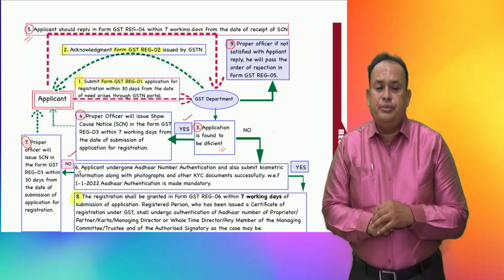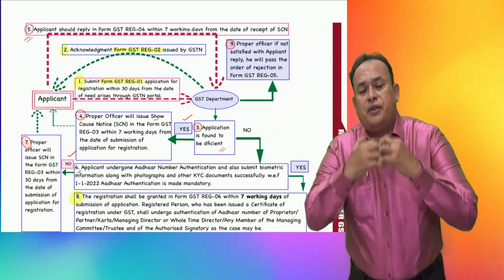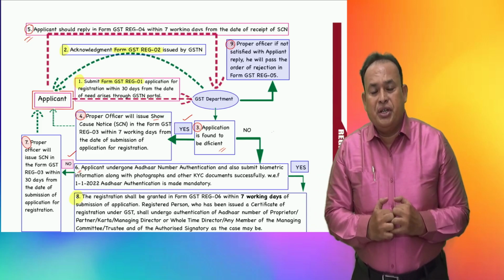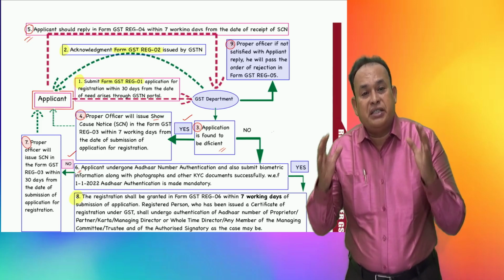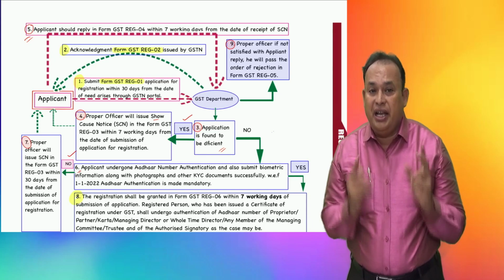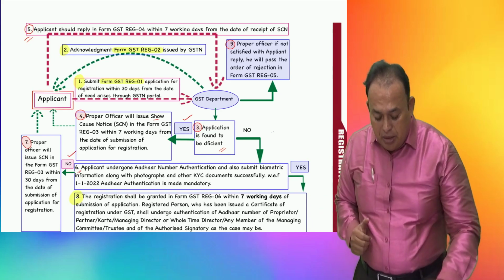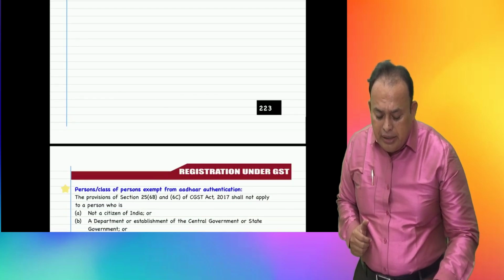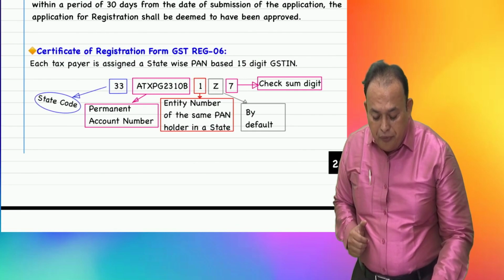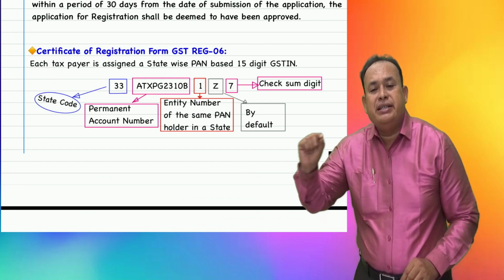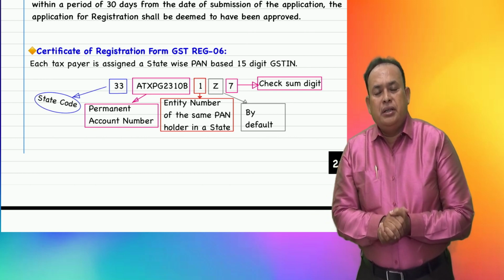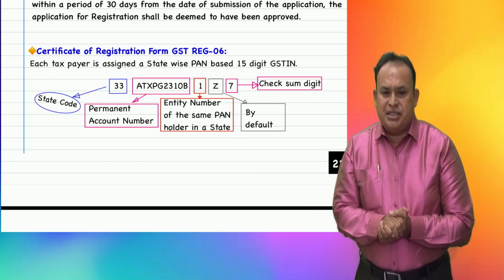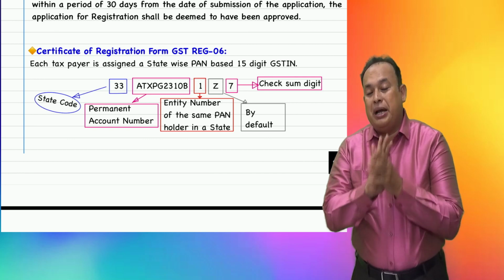Assume a scenario, if I obtain the certificate of registration form GST REG06, then I am a registered person. My certificate of registration containing GSTIN number. In that case, my GSTIN containing alphanumeric 15 PAN based digits. GST number consists of 15 digits based on the PAN number.